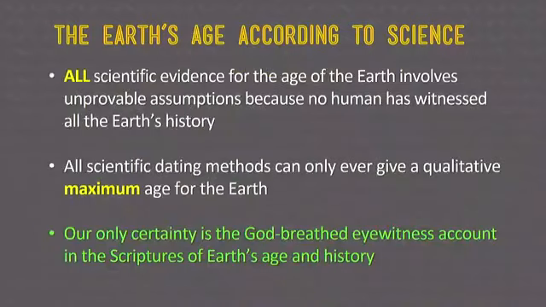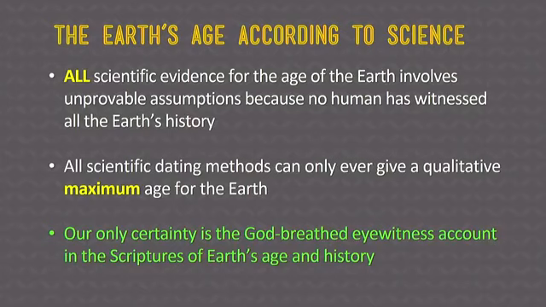They regressed in their technology until they settled in a more settled way of life where they could redevelop their technology that they already knew about to get metals to make metal tools. So it's very simple to understand these things from a biblical perspective. So most methods give a young age, but let's remember all scientific evidence for the age of the earth involves unprovable assumptions, because no human has witnessed all of Earth's history. All scientific methods can only ever give a qualitative maximum age for the earth.